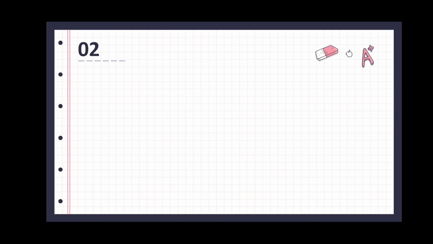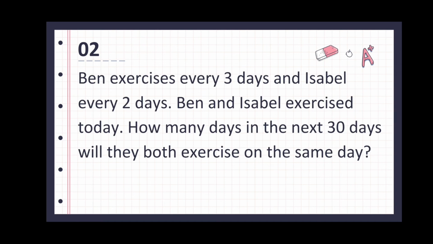Number 2. Ben exercises every 3 days and Isabel every 2 days. Ben and Isabel exercise today. How many days in the next 30 days will they both exercise on the same day? Since ang tinatanong dito ay kung ilang beses sa loob ng 30 days sila magkakasabay ulit mag-exercise, this problem is an LCM problem.